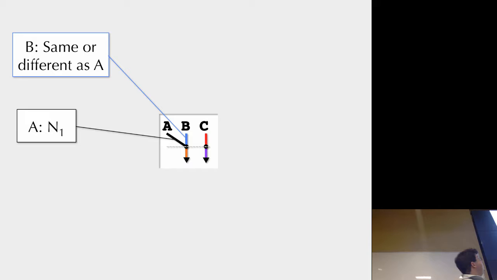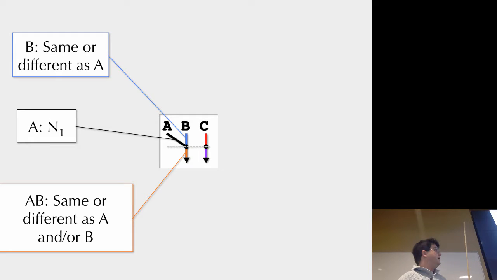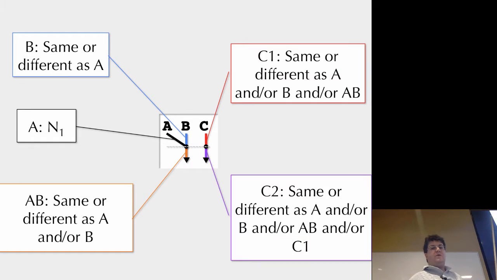Now this branch could be the same or different from A. If it's the same, it's still only one parameter. If it's different, it's a second parameter. This one could be another parameter or not, and so forth and so forth. So you can see how this blows up.